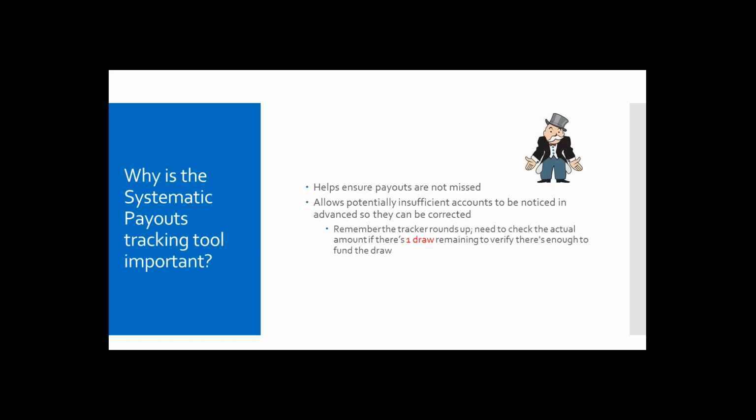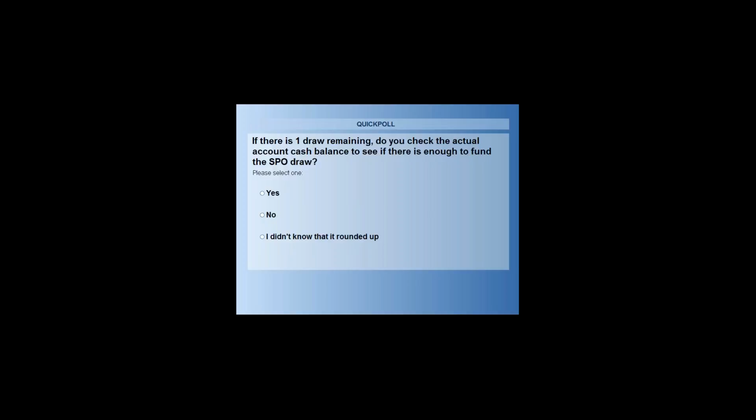So we have a poll question that I would like to ask everyone. If there's one draw remaining, do you check the actual cash balance to make sure there's enough to fund the SPO? So if you would choose, please, and included in the answer is one, I didn't know it rounded up, because that might be new news to you. If you would choose your answer.